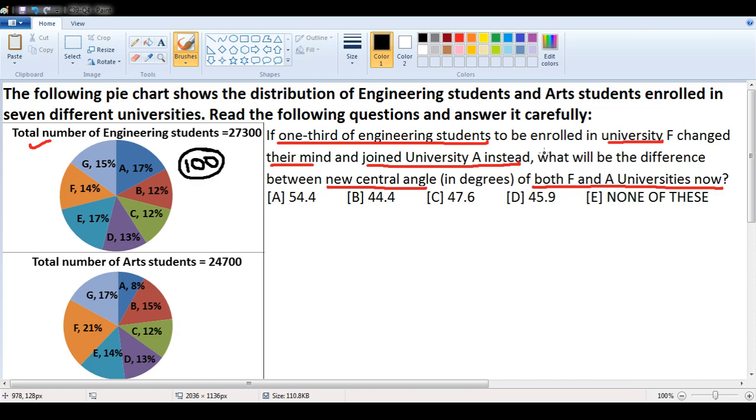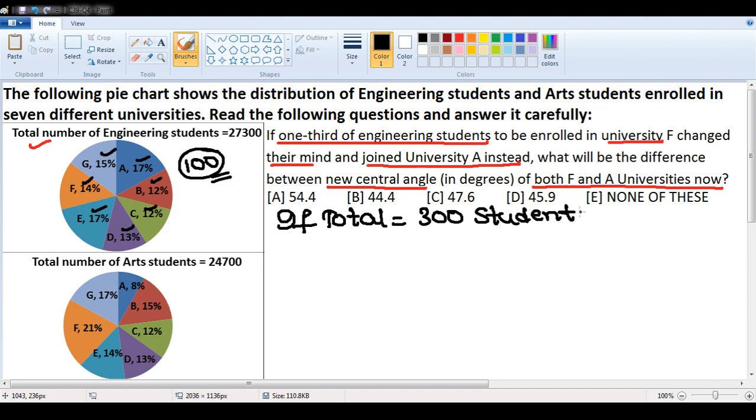If totally 100 students are there, then 17 are there in A, 12 are there in B, 12 in C, 13 in D, 17, 14 and 15 are there in E, F and G respectively. But suppose I take the total number of students as 300. Sir, why 300? That is what I explained 1 minute before, because I want to eliminate the 1 by 3 fraction. If I take totally 300, for 100 it is 17, for 300 it is 3 into 17, 3 into 12, 3 into 13, every value multiplied by 3.